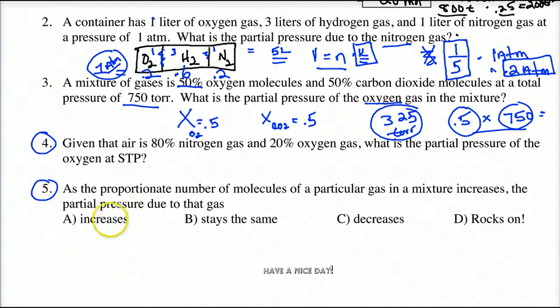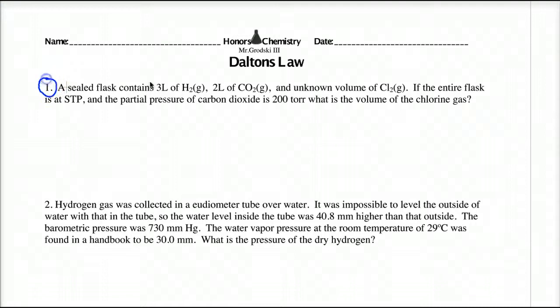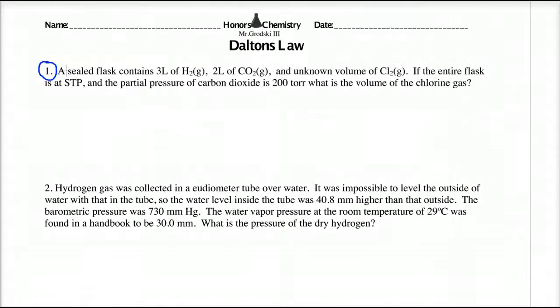Okay, and let's go take a gander at, this is pretty simple stuff, your other homework ditto. Okay, so we're doing 1 and we're doing 3. Okay, let me set these up for you. A sealed flask contains 3 liters of hydrogen, 2 liters of CO2, and an unknown volume of Cl2. What do you think you're going to do? Yes, you're going to draw.